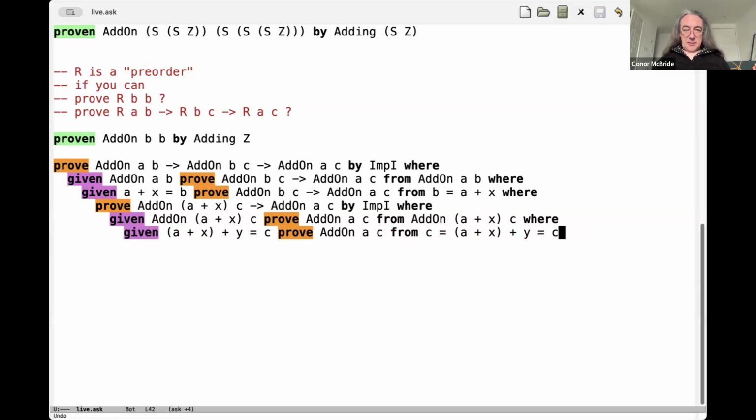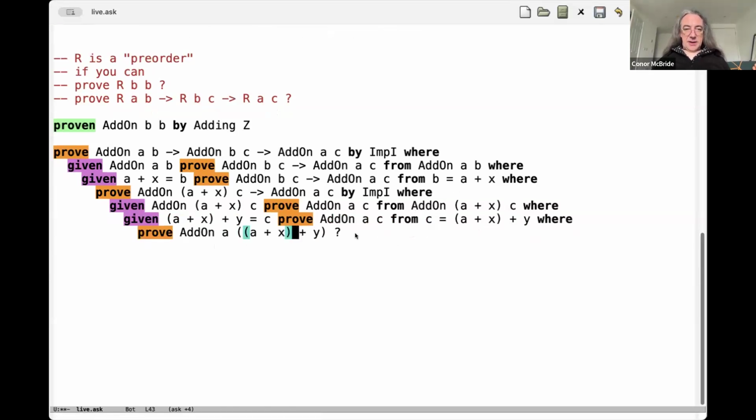Oh, what happened there? Too many C's, yes. Right, that looks good. And I'll put the brackets in so that we know what we're doing. And now I say by adding X plus Y. That's that way. But hey, that's another one of the monoid laws. It's almost as if we were doing this deliberately.